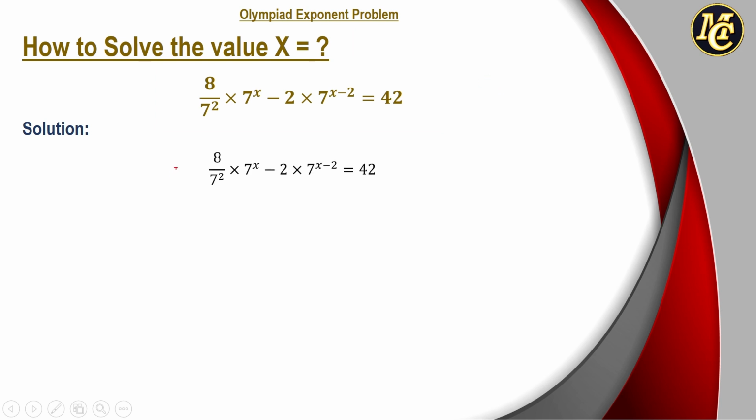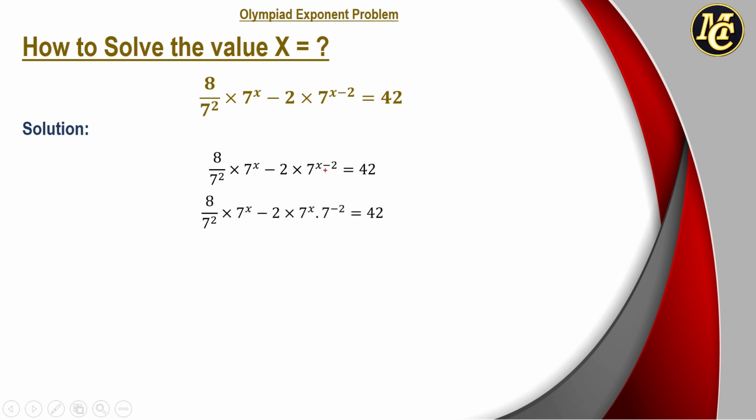(8/7^2) × 7^(x−2) × 7^(x−2) is equal to 42. As you can see, this is not a straightforward equation, but don't worry, we will break it down step by step. The first thing we need to do is simplify the left hand side of this equation.